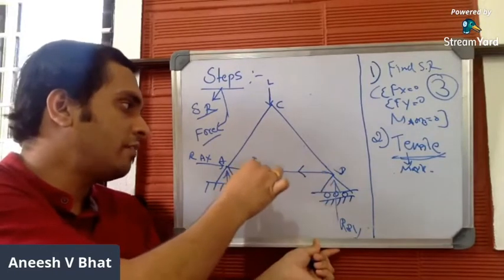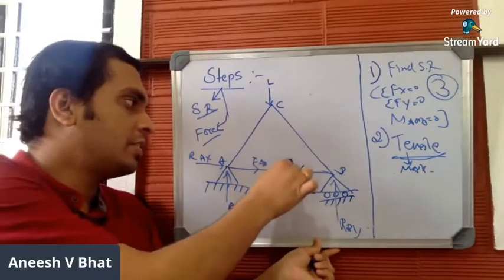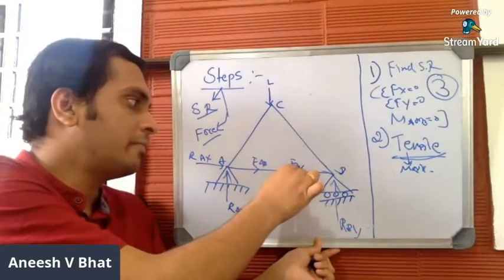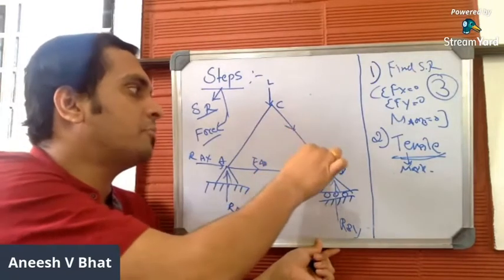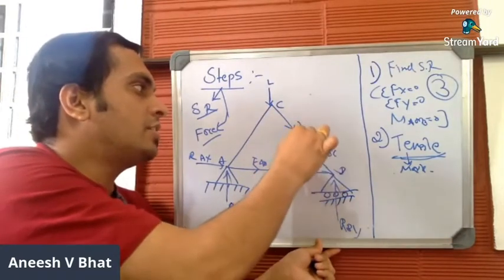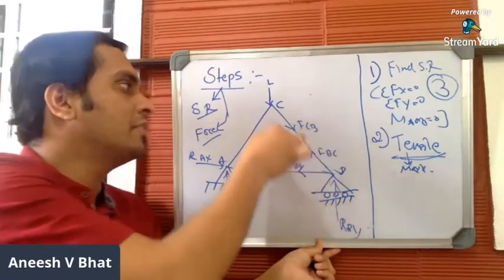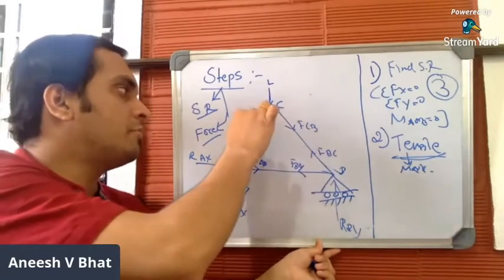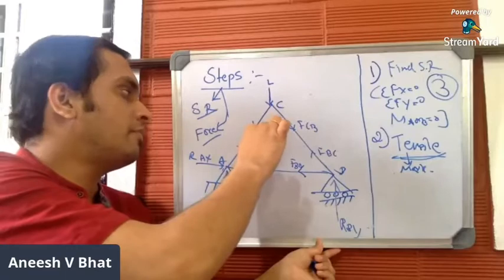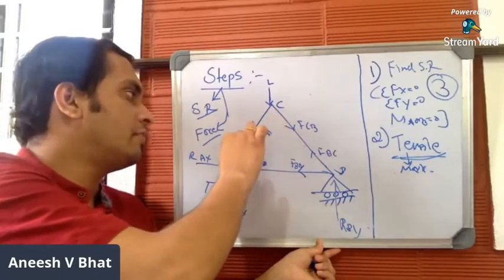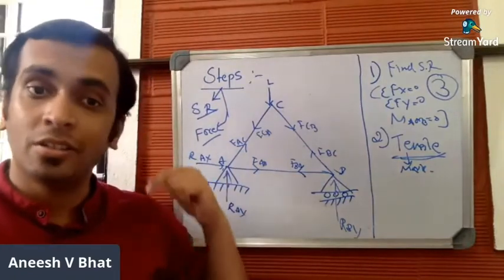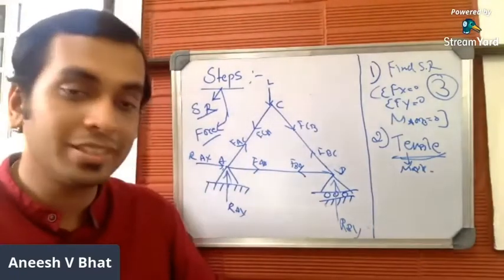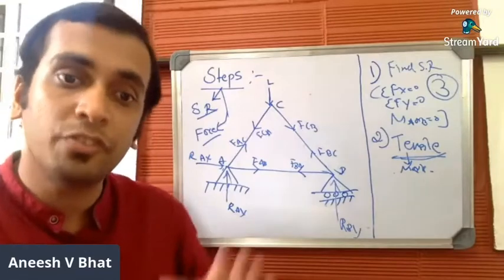Let me mark this as FAB, and this as FBA. This is the other straight member: away from the joint and away from the joint. This is FBC and this is FCB. Again, this is one of the straight members, away from the joint, away from the joint. This will be FCA, and this will be FAC. This is how you assume that all the straight members carry tensile force, and you have to mark it.